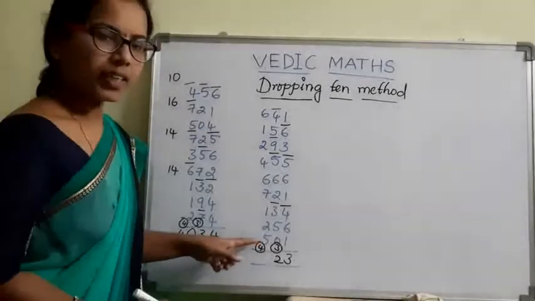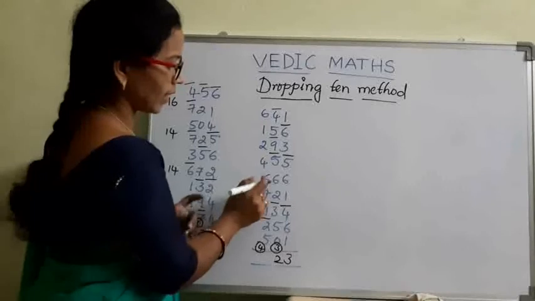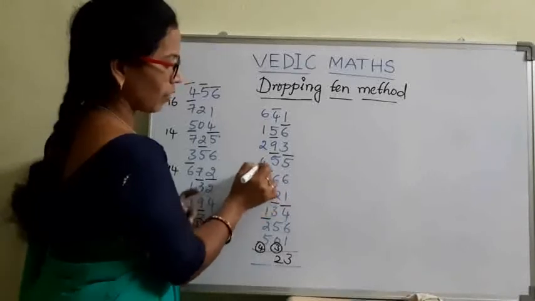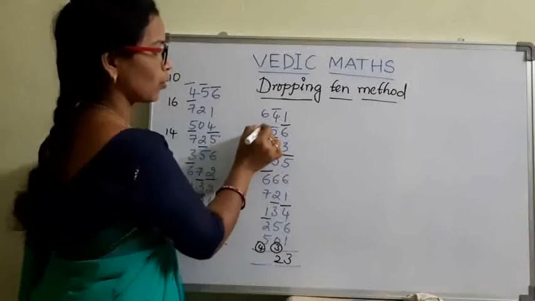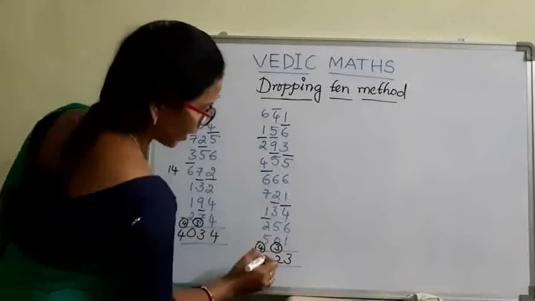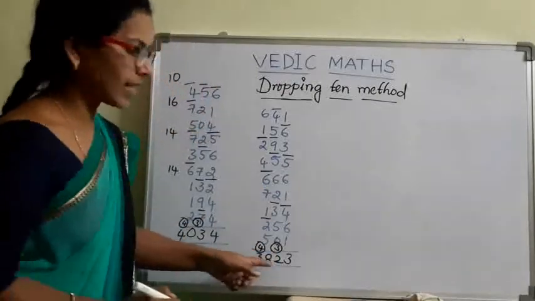4 plus 5, 9, 9 plus 2, 11, 1 plus 1, 2, 2 plus 7, 9, 9 plus 6, 15, 5 plus 4, 9, 9 plus 2, 11, 1 plus 1, 2, 2 plus 6, 8, number of lines, 3. The answer is 3823.